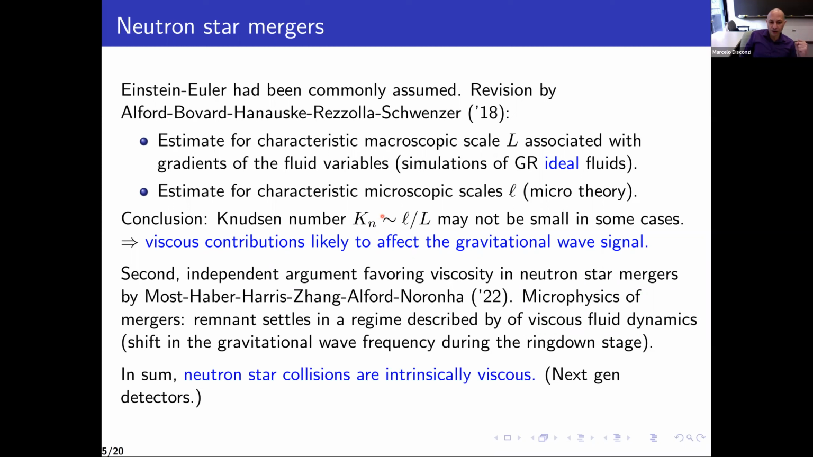So in sum, neutron star collisions are intrinsically viscous, and the estimates that people get from these arguments show that the next generation of gravitational wave detectors is going to have enough sensitivity to actually probe these viscous effects. So this is not just a theoretical thing. We are hoping to see this with actual experiments.